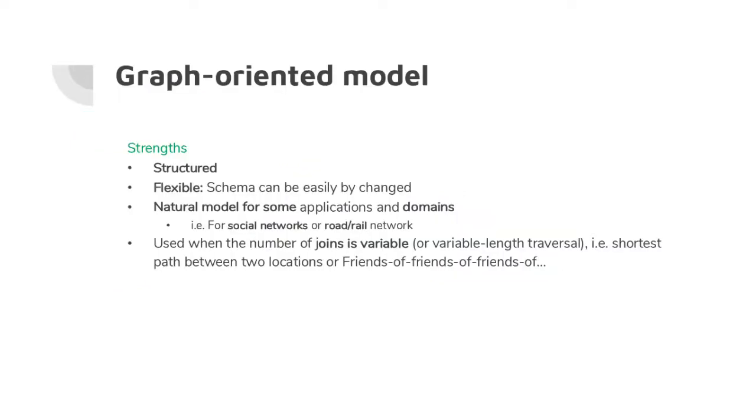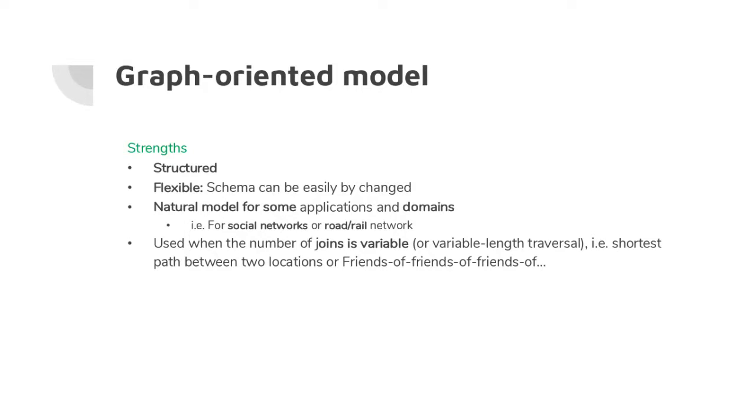So what are the strengths of the graph-oriented model? It's structured, also a structured file format. It's flexible, so the schema can easily change. Between any two nodes, you can add properties, so it's extremely flexible actually. It's also a natural model for some applications and domains, for social networks, but also think of road networks, where you have all the roads and each cross point, each cross point is maybe a node, and all the roads are edges. So that's a very natural model there.